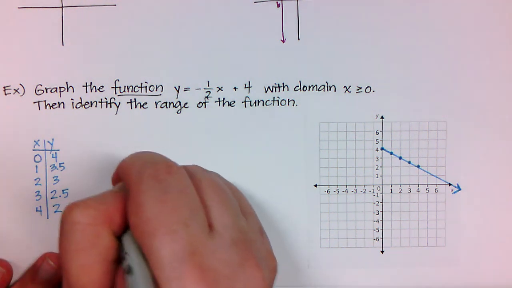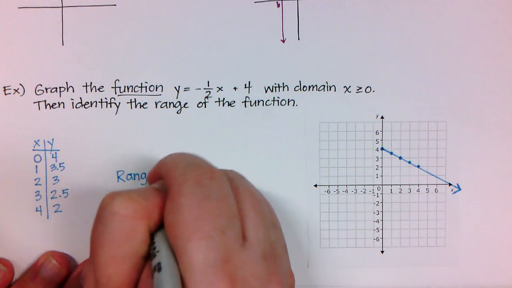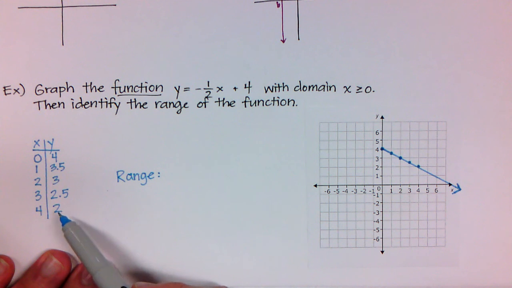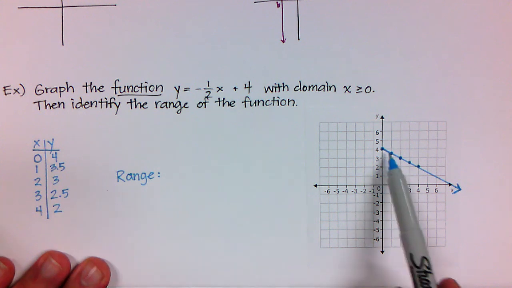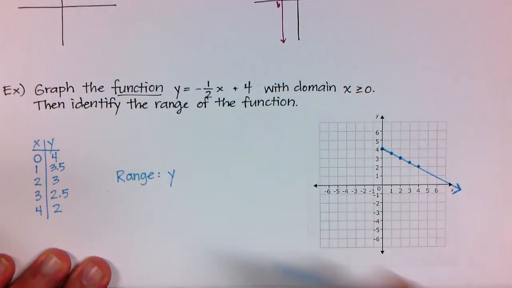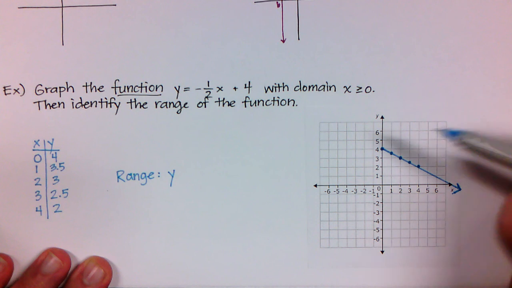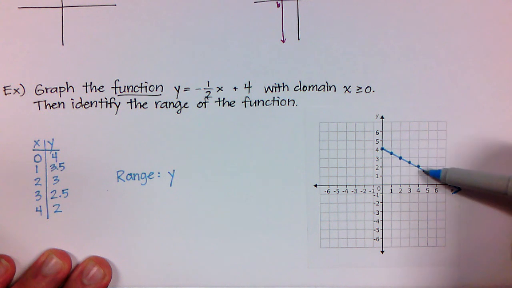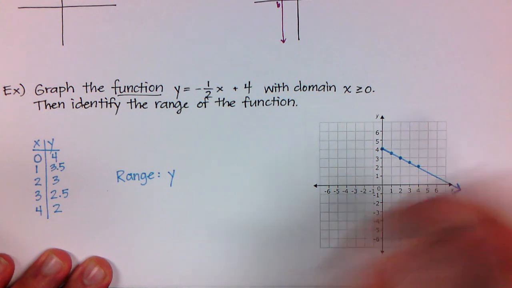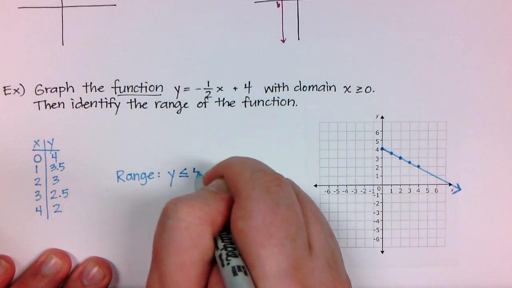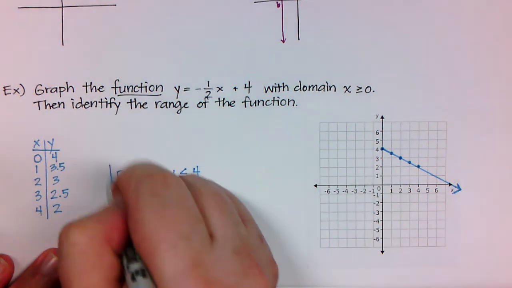The last part is I need to identify the range. And I'm not going to just copy down these numbers that I have listed for y, because the range means for this function all the different possible values for y. So how could you describe the values for y? Well, let's look at where we're starting at. I'm starting where y is equal to 4. And every time, the y values are getting smaller and smaller and smaller. So the range is going to be all of those values of y as long as they are less than or equal to 4. And I'm done.